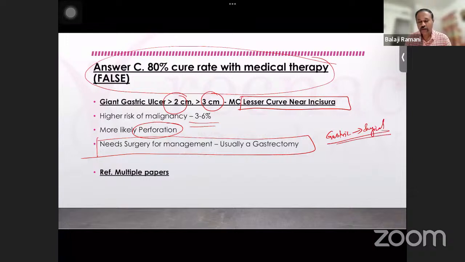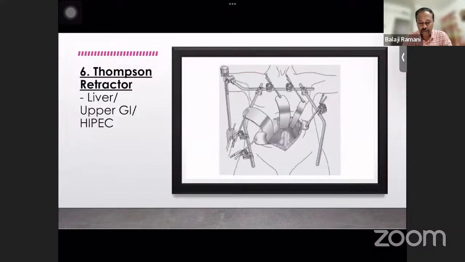So this holds good because of the highest risk of malignancy which is associated, especially if it is a giant gastric ulcer where the size of the ulcer is going to be more than 2 or 3 centimeters.